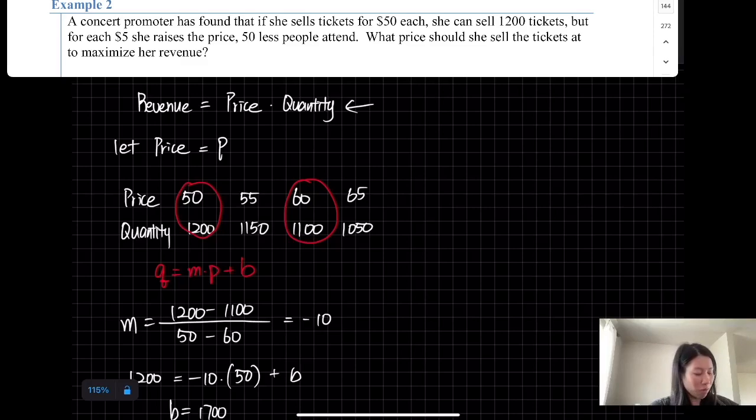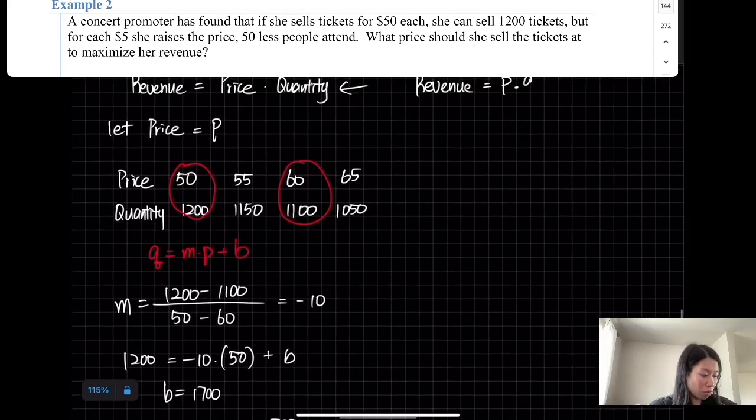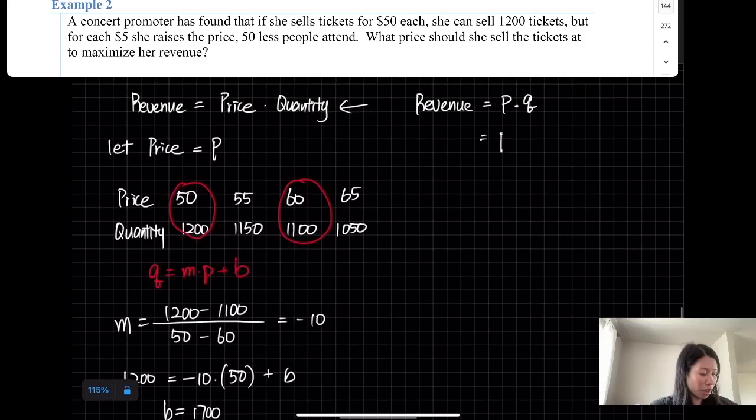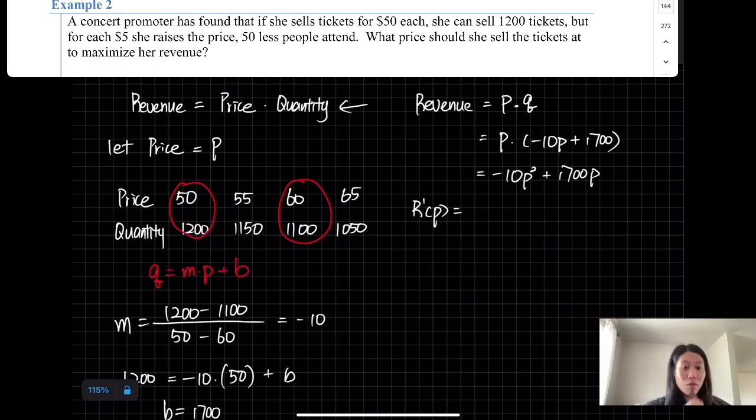Now since we can use P to represent Q, we can go back to our revenue function. We can write our revenue function as the price times the quantity, which we just found is -10p plus 1,700. Simplify it, I have -10p squared plus 1,700p. Now use our first derivative to find the critical point, because the minimum or maximum is going to occur at the critical points.